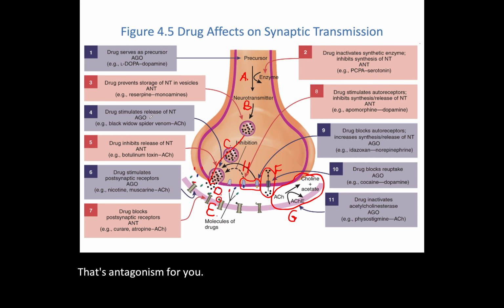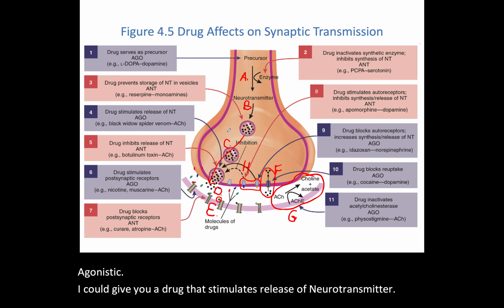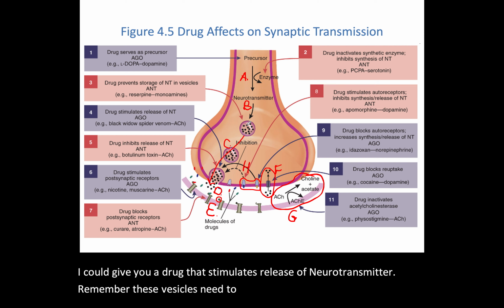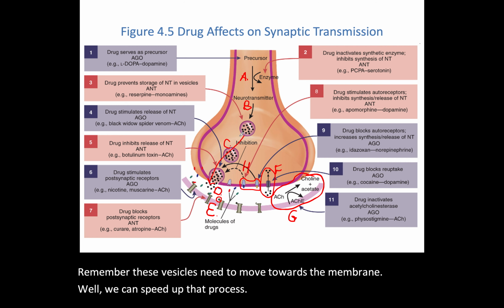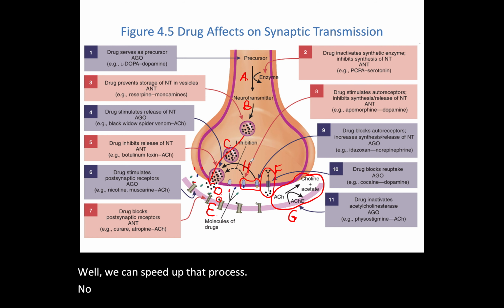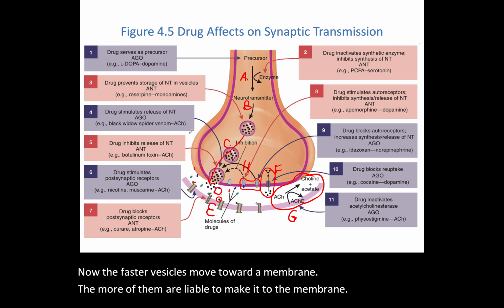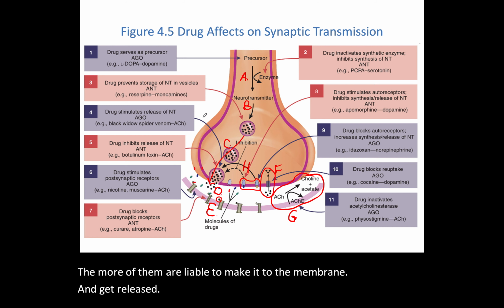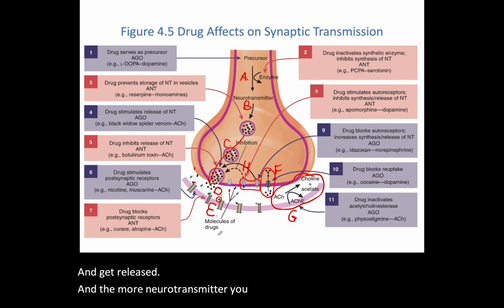Mechanism 4, agonistic. I could give you a drug that stimulates release of neurotransmitter. Remember, these vesicles need to move towards the membrane. Well, we can speed up that process. Now, the faster vesicles move toward the membrane, the more of them are liable to make it to the membrane and get released. And the more neurotransmitter you release, the more receptors will get activated, and you have your agonistic effect.